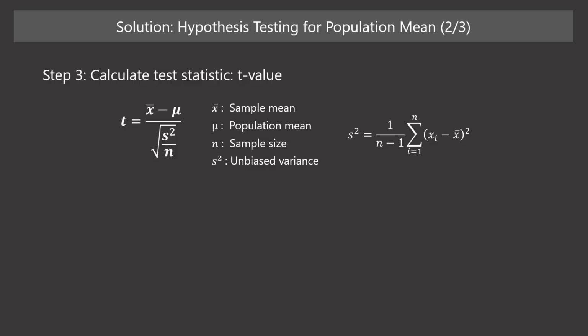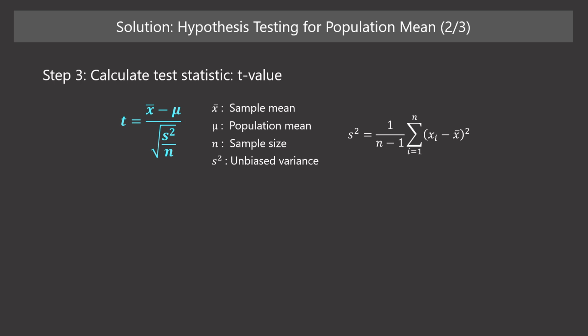In the third step, we calculate the test statistic. Here, we want to know the population mean, but we do not know the population variance. In such a case, we should use a t-value as a test statistic. We can compute a t-value by this formula.